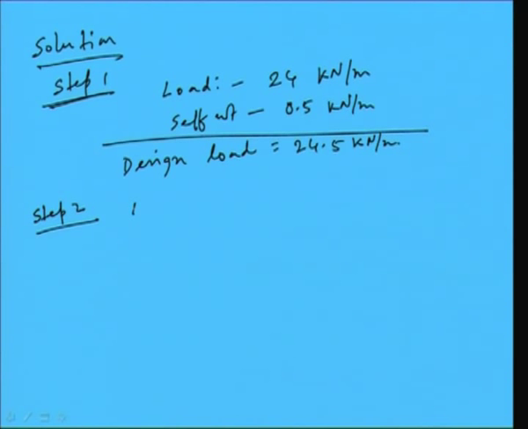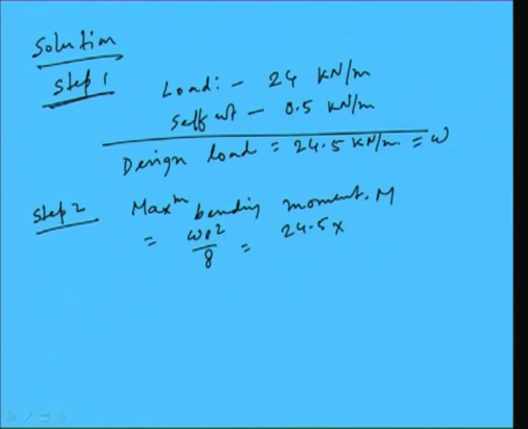In step 2, we have to find the maximum bending moment and maximum shear force. As it is a simply supported beam having UDL, we know the maximum bending moment will be W L square by 8. So, maximum bending moment M is W L square by 8, where W is 24.5 kilonewton per meter, L is 4 meter, and by 8. After calculation this comes as 49 kilonewton meter.